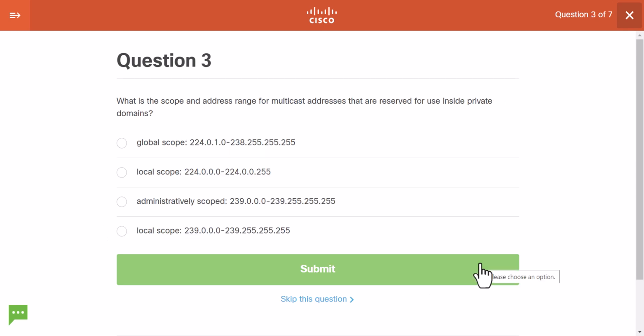What is the scope and address range for multicast addresses that are reserved for use inside private domains? Okay, so they're in the whole domain, right? From 224.0.0.0 to 239.255.255.255, there are basically three groups there. One group, the first /24 prefix, is well-known addresses, and they are typically used for protocols such as OSPF or EIGRP, or some other purposes. And the rest of the space is for global use. And then another smaller space at the very end is reserved for use inside private domains.